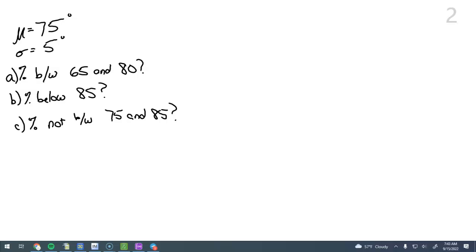You guys know what the B/W means? This is between. So it's like percent between 65 and 80. Percent not between 75 and 85. Way too lazy to write all those letters and word between. So put the actual numbers. Or we can do below. That's one second. That's the B. Right in the middle.